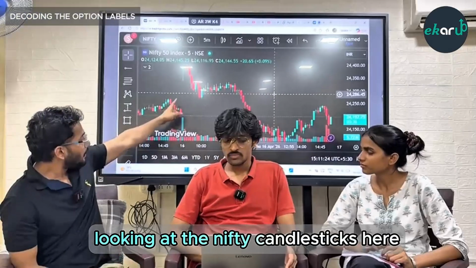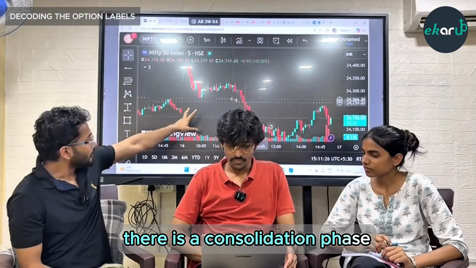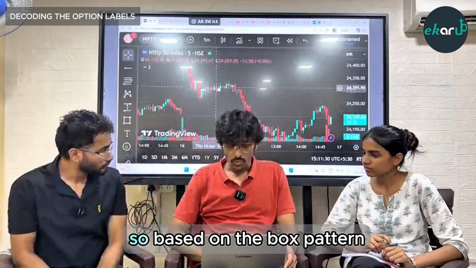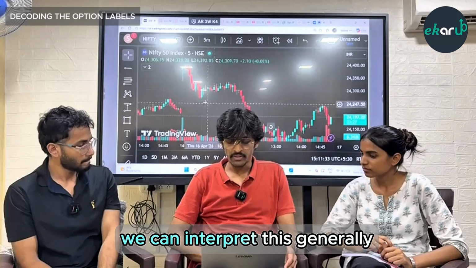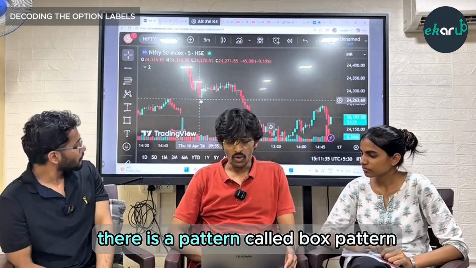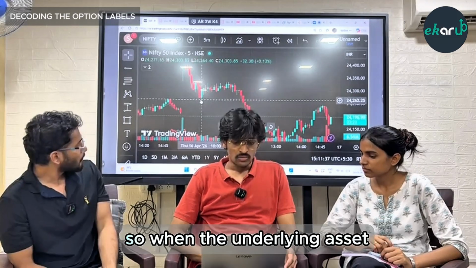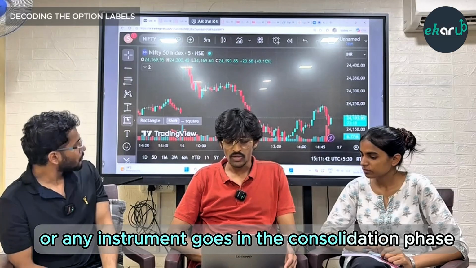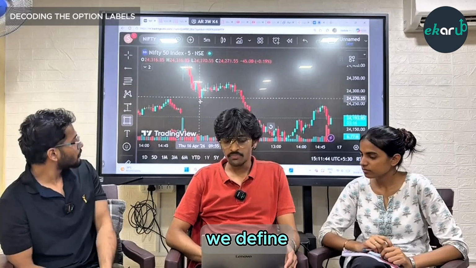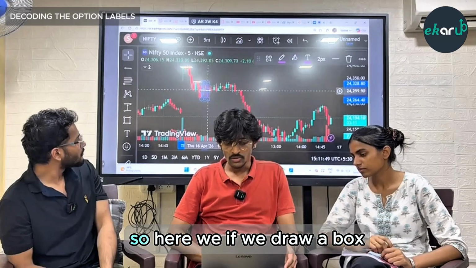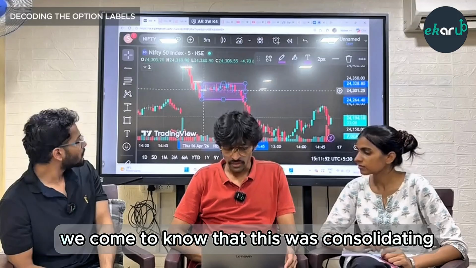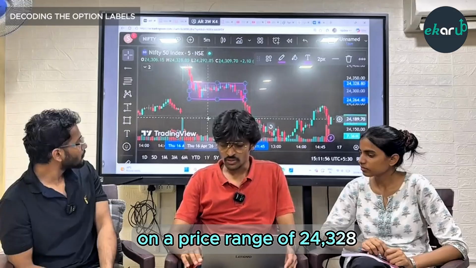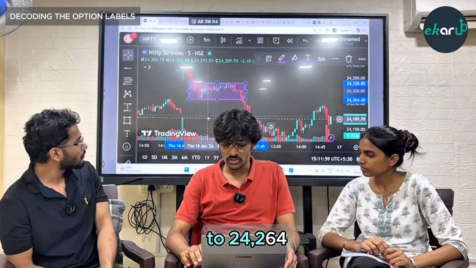Looking at the Nifty candlesticks here, there is a consolidation phase. What would be your decision in this zone? How would you explain that? Based on the box pattern, we can interpret this. Generally, there is a pattern called the box pattern. When the underlying asset or any instrument goes into a consolidation phase, we define the phase in which it was consolidating. Here if we draw a box, we come to know that this was consolidating in a price range of 24,328 to 24,264.